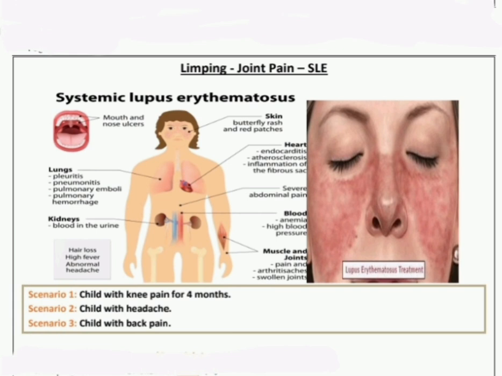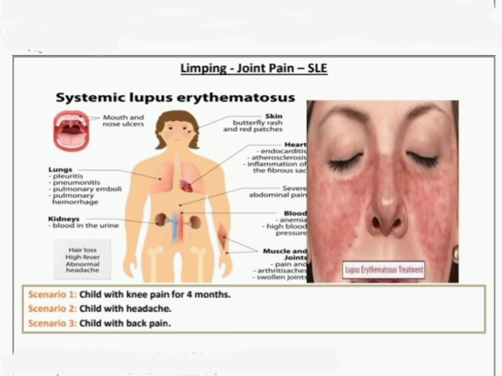Now some investigations, what are we doing? Bedside we are doing blood pressure, random blood glucose and urine dipstick. In the lab, full blood count, either normocytic normochromic anemia of chronic disease or pancytopenia with leukopenia and thrombocytopenia or autoimmune hemolytic anemia. Inflammatory markers, ESR is very high with normal CRP, coagulation profile, urinalysis, liver function test and kidney function test. ANA, if positive, proceed to ENA panel.